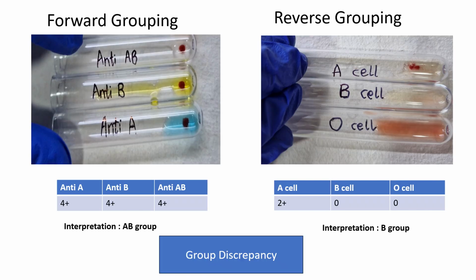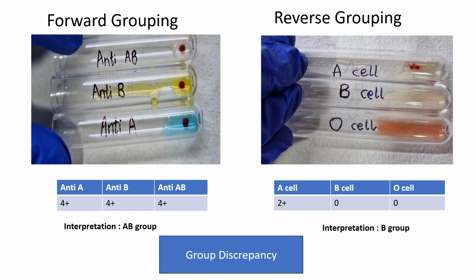In forward grouping, in anti-A, there was a 4 plus reaction. In anti-B, there was a strong 4 plus reaction. And in anti-AB, there was a 4 plus agglutination reaction. Hence, the interpretation being that it is an AB group.